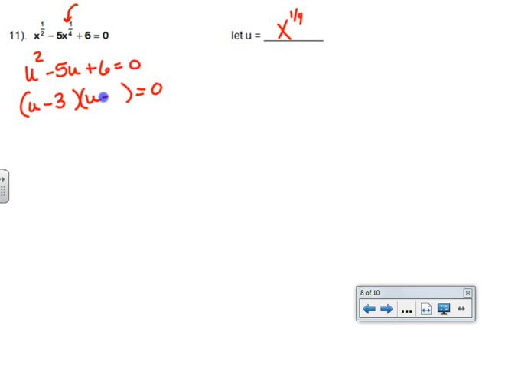Minus 3, minus 2. So at first, I get U equals 3 and U equals 2. But U is not U. U is really an x to the 1/4 power.